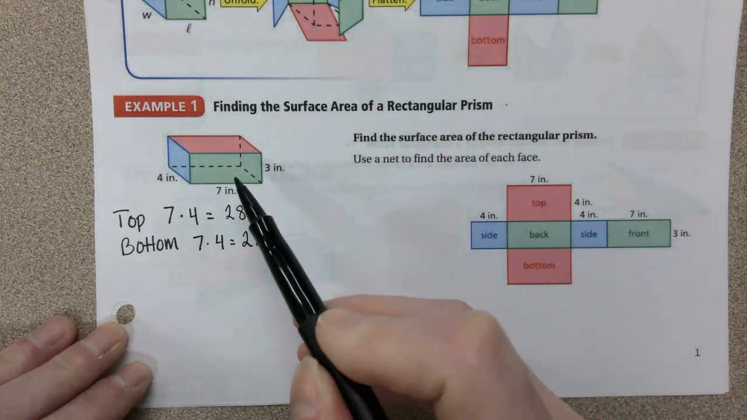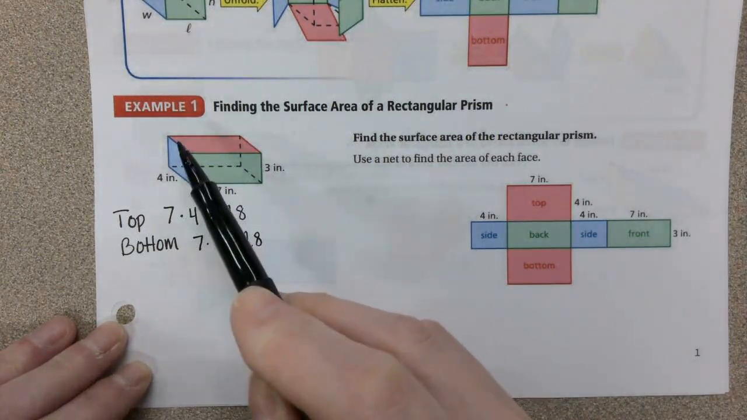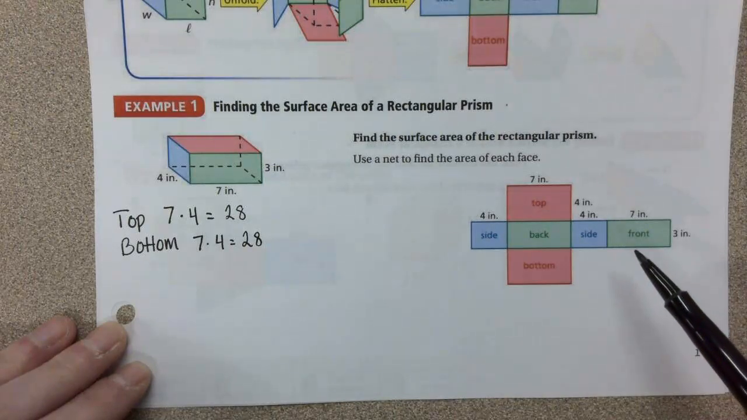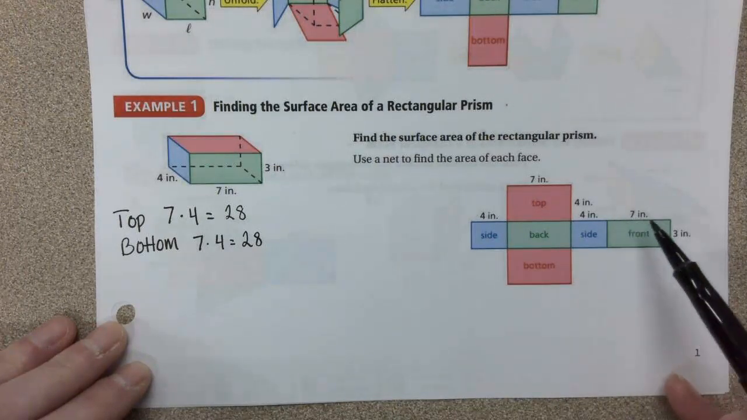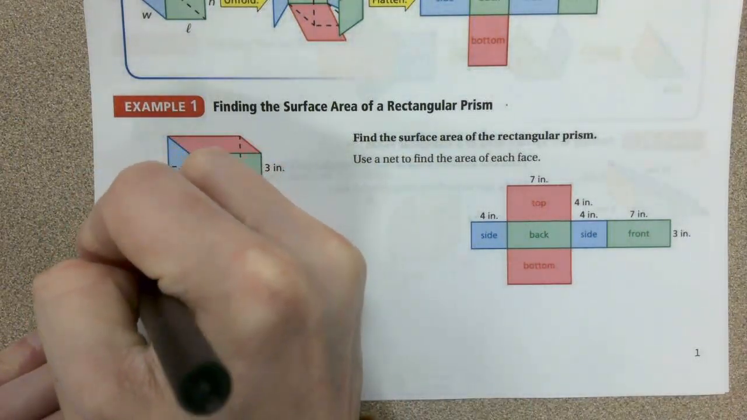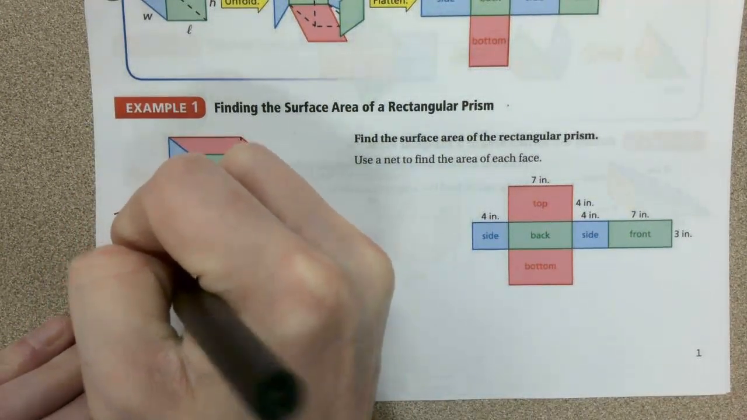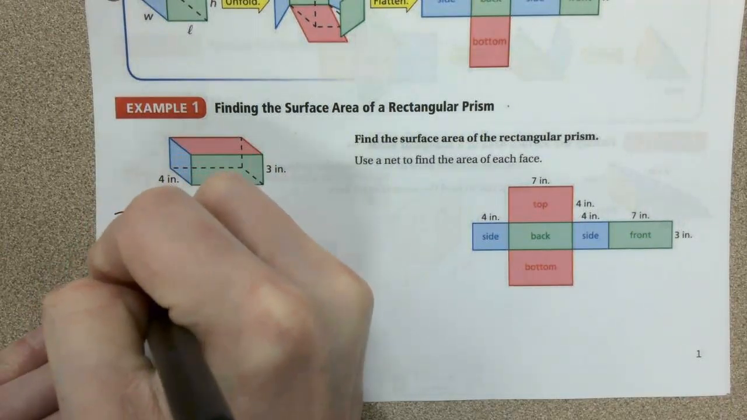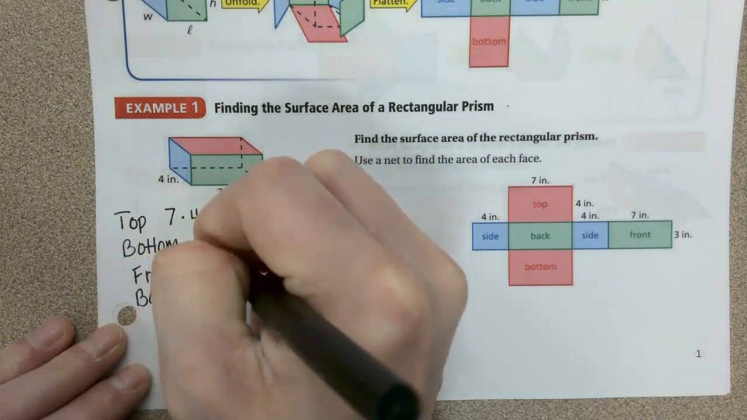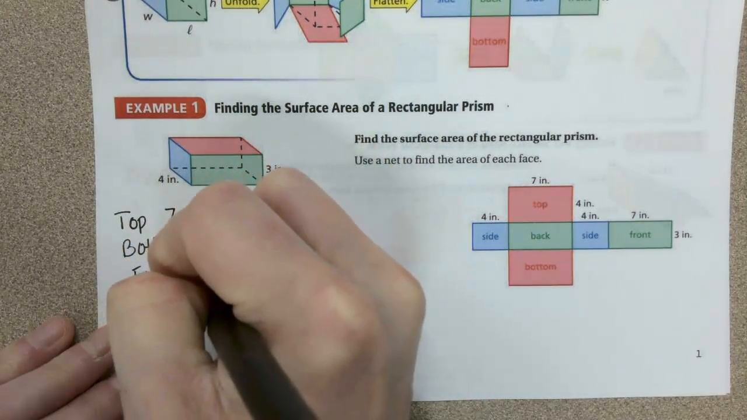Then we have the front and back, so those are seen in green here. So there's the front, you can't see the back, but here would be the front and the back as it's laid out. Those would be the same as well, and they are 7 by 3. So those are both 21 inches squared.